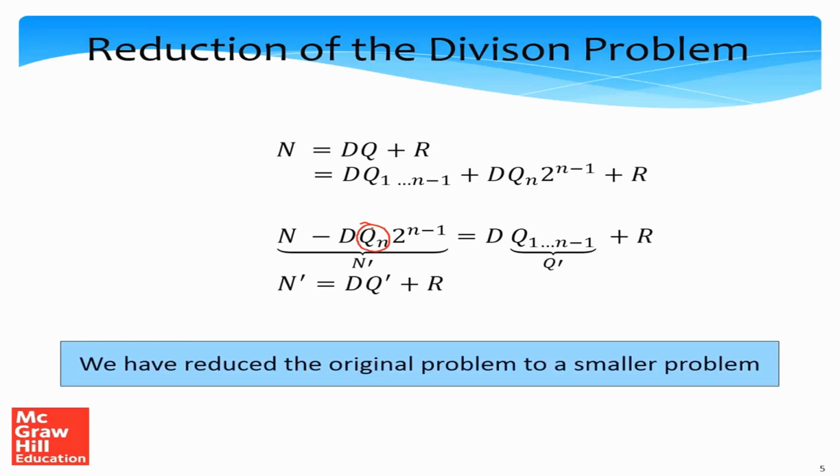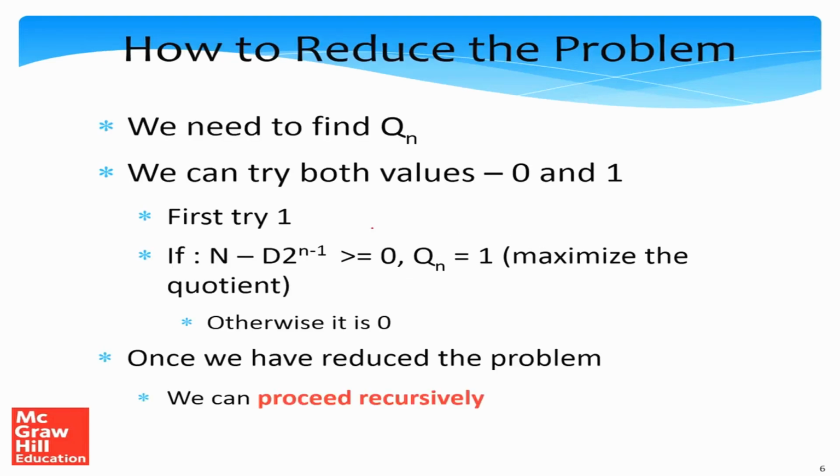How do we reduce the original problem to a slightly smaller problem? So what is the main issue? The main issue here that is bothering us is how to find Qn, the nth bit, the most significant bit of the quotient. How is that to be found? So let's think of it. It's simple, but let's look at it from a distance. The nth bit of a quotient is after all a single bit, right? So if it's a single bit, how many values can it have? It can have only two values, 0 and 1.